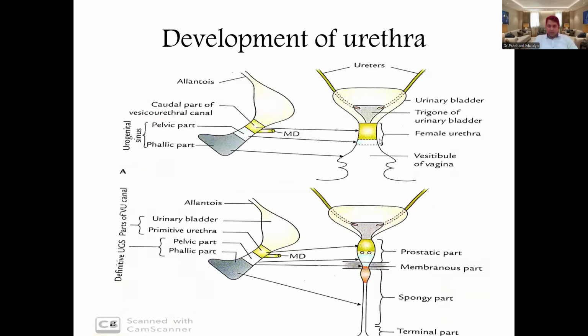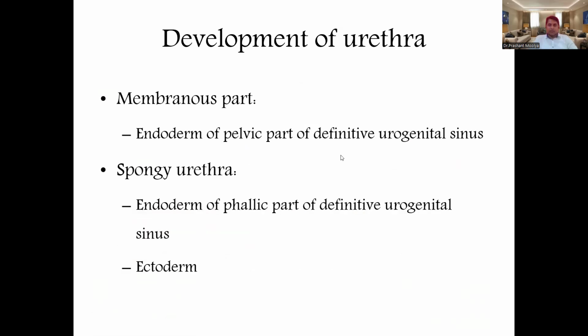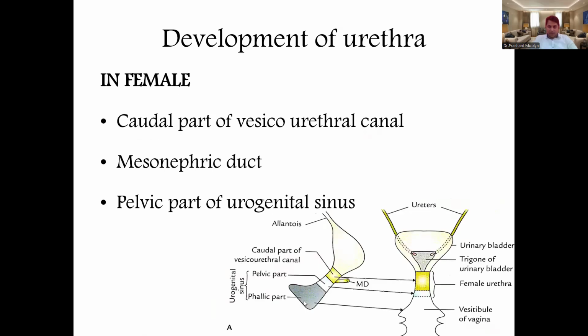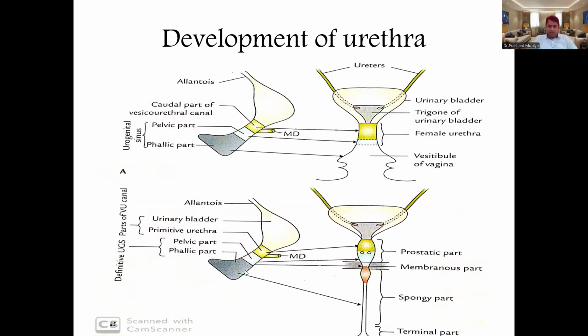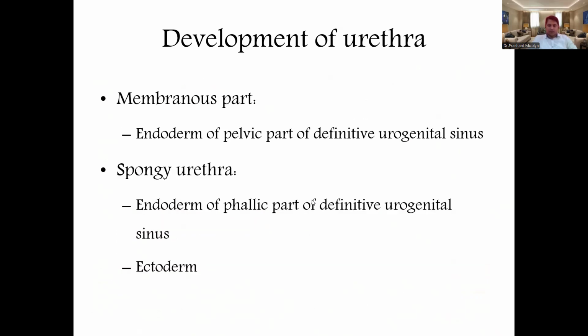While in this continuation you will find that the remaining part, or you can say the pelvic part of the definite urogenital sinus, contributes into the membranous part, while the spongy part is contributed by the endoderm of the phallic part here, the endoderm of the phallic part, as well as the ectoderm, incorporation of the ectoderm. So this is how the male urethra is formed.